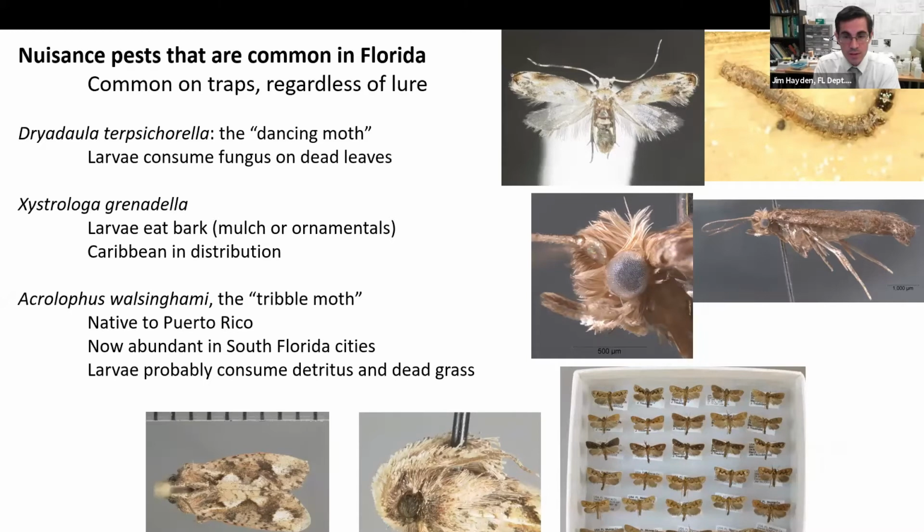Another species that turns up on traps often is what I call the tribble moth, Acrolophus walsinghami, native to Puerto Rico, which got into Florida about 20 years ago. This thing is probably the most common urban moth in any city from Tampa southward. But we don't even know what they're feeding on. They're probably feeding on grunge and grass thatch. But you'll find traps covered with them.